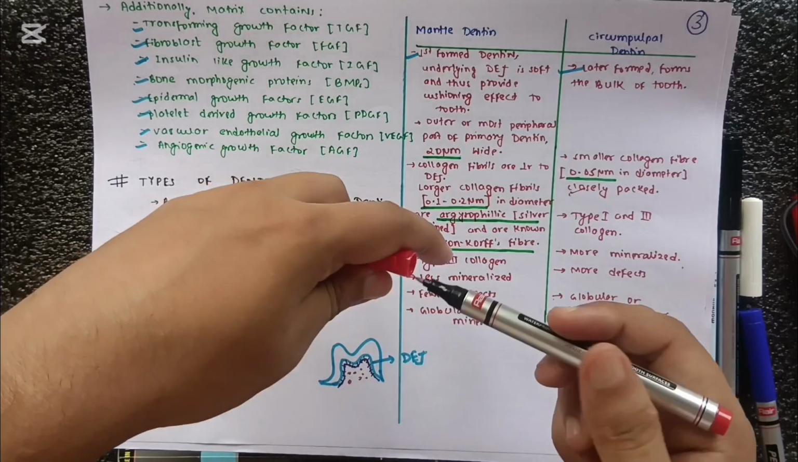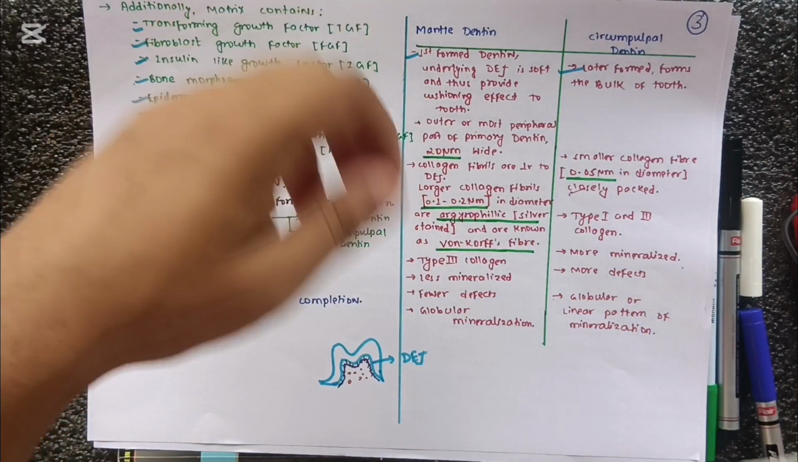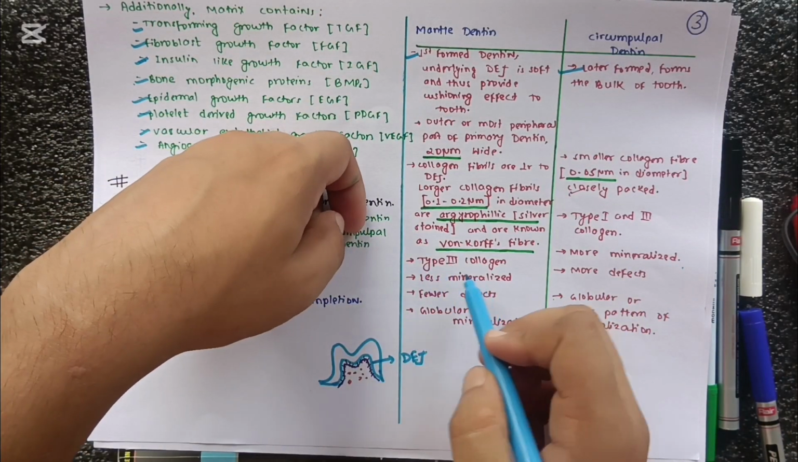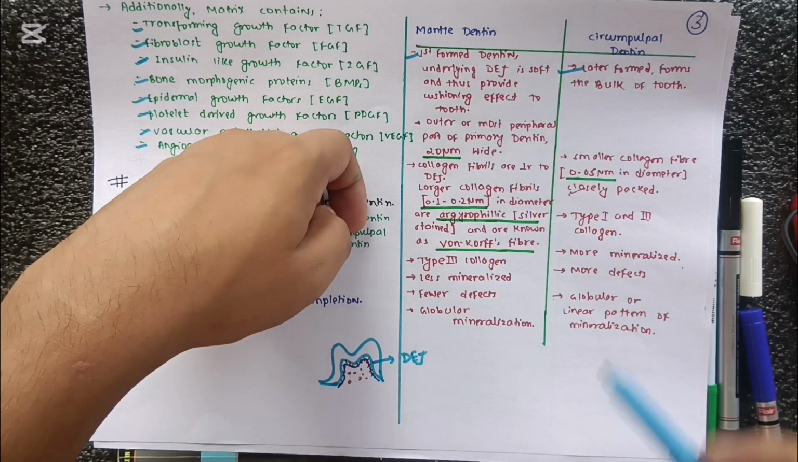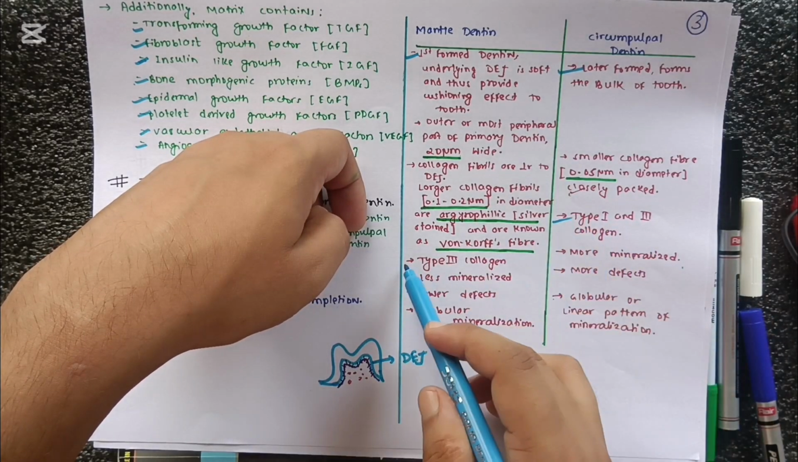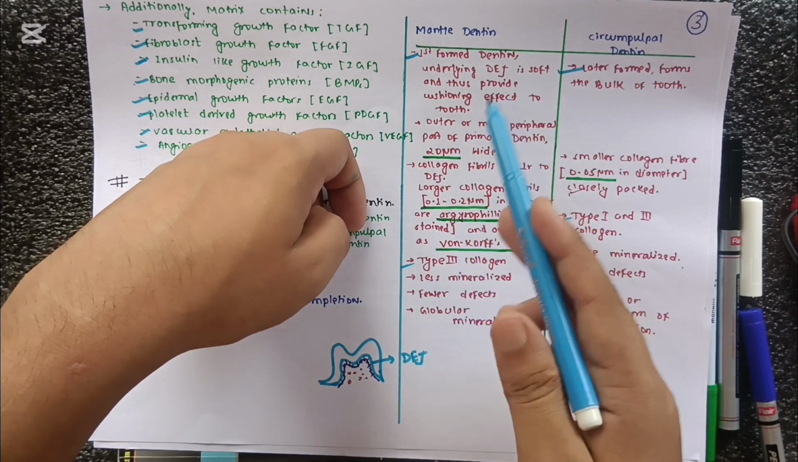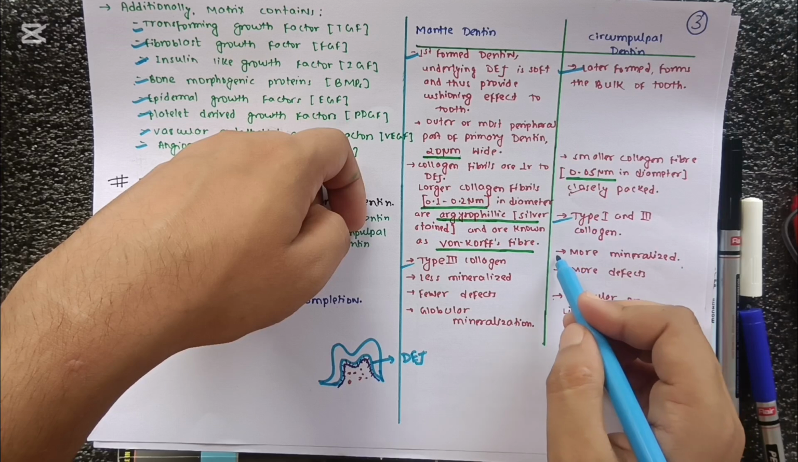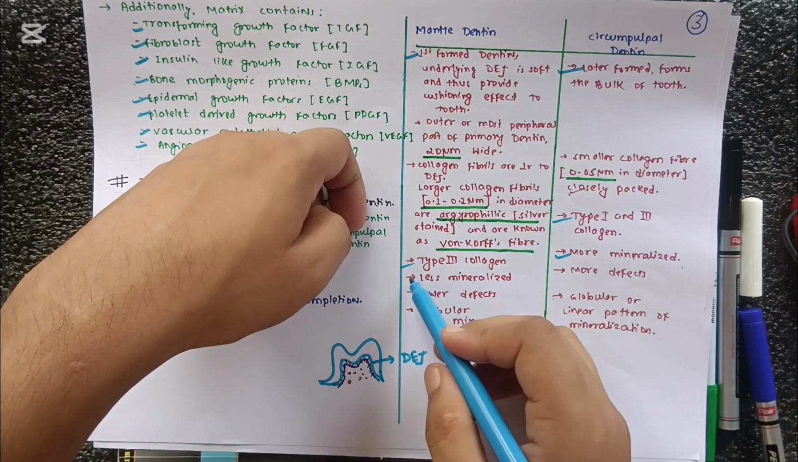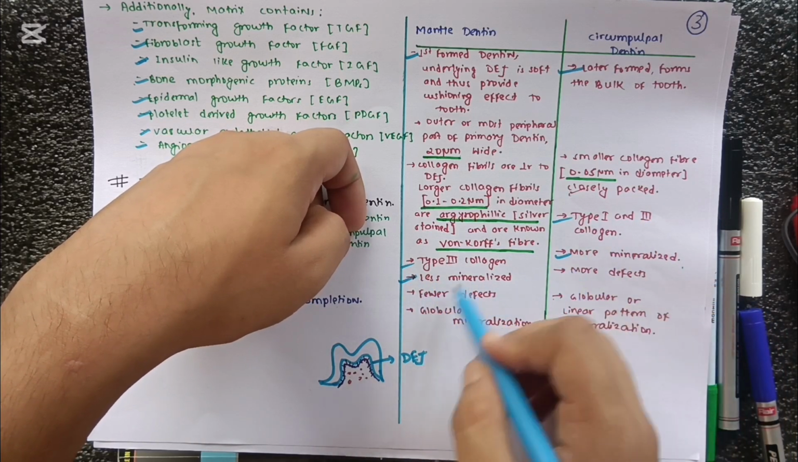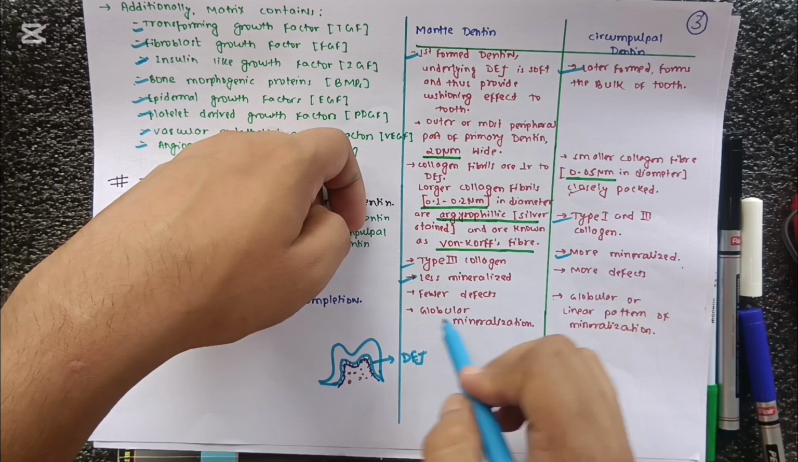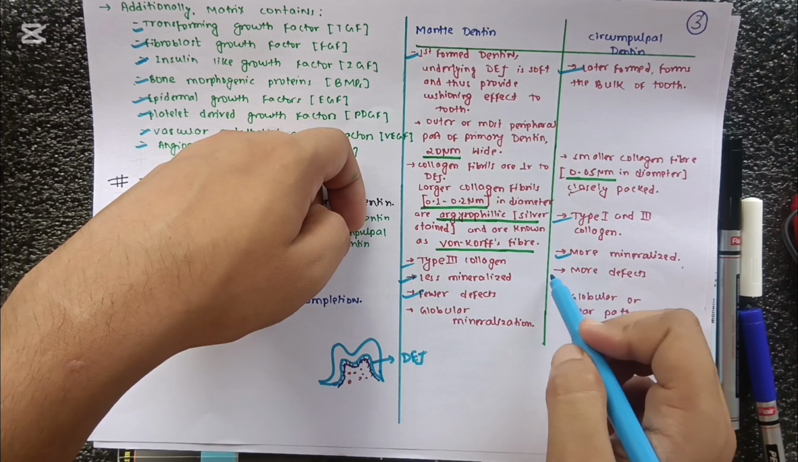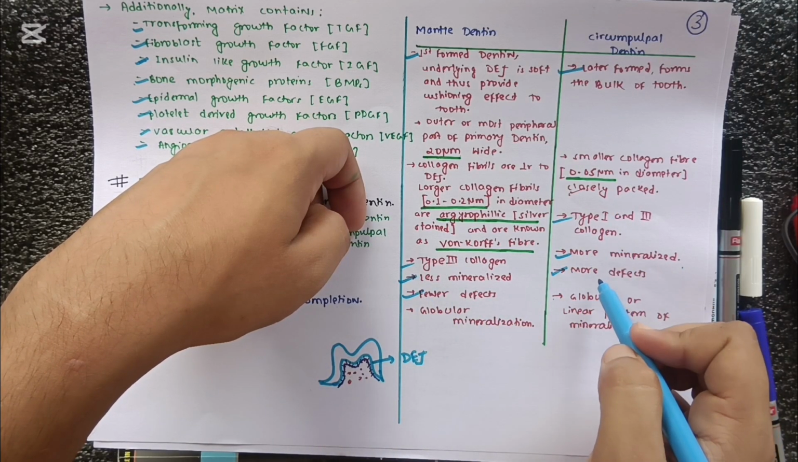After that, type 3 collagen is present in the mantle dentin, and type 1 and type 2 collagen are present here. It is less mineralized in mantle dentin, and more mineralized in the circumpulpal dentin. You should remember this. It has fewer defects here, and more defects here in circumpulpal dentin.